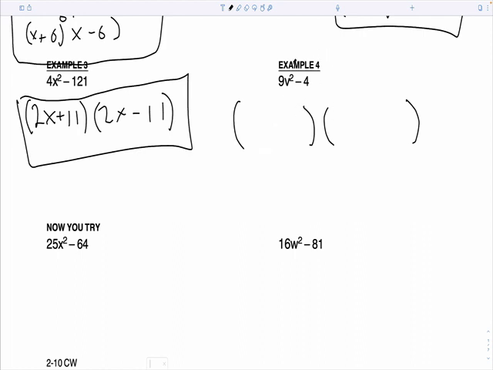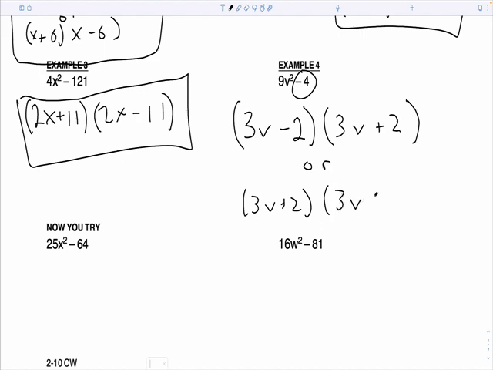Example 4, 9v squared minus 4. What times what is 9v squared? What is my first term? What times what is 3? Oh, wait. Or what times what is 9? Sorry, I just gave you the answer. 3v is the first term. What times what is negative 4? What times what is negative 4? Good. Either one can be positive. You could do 3v plus 2 or 3v minus 2. Take 1 minute to try the 2 you-try problems below and check your answer with your partner.